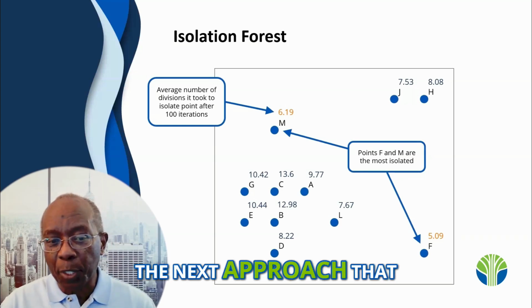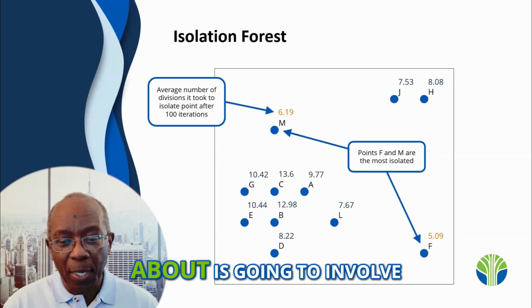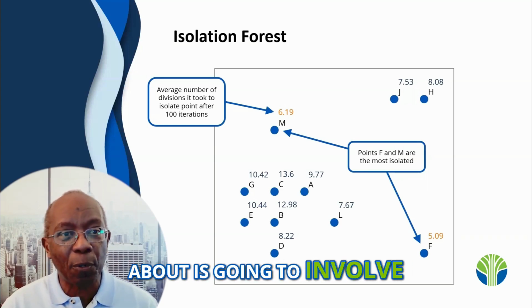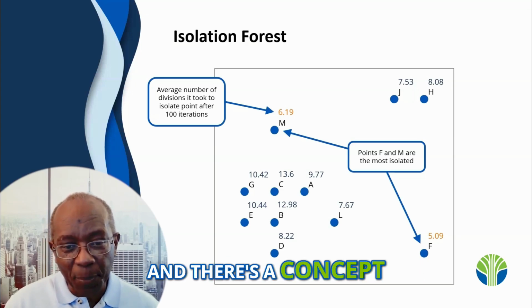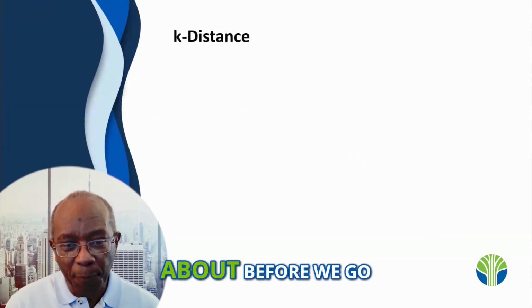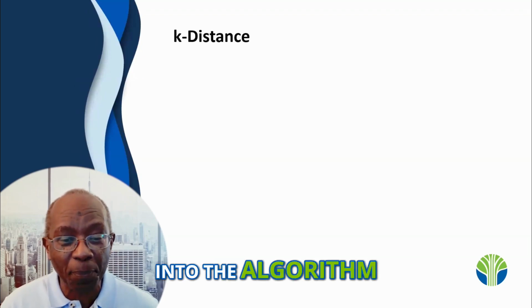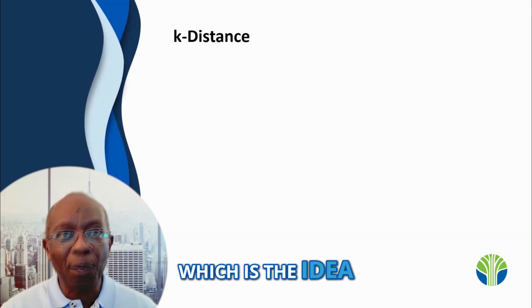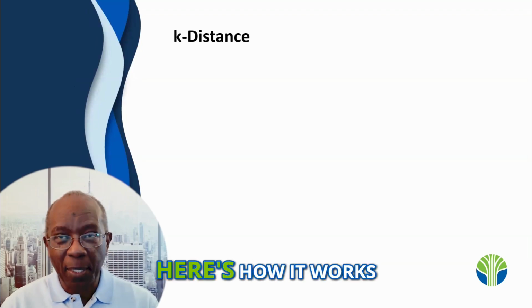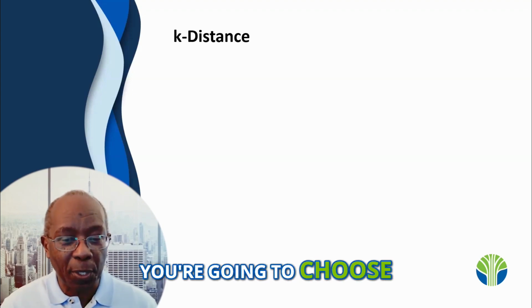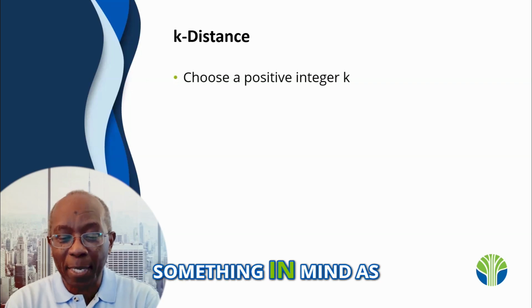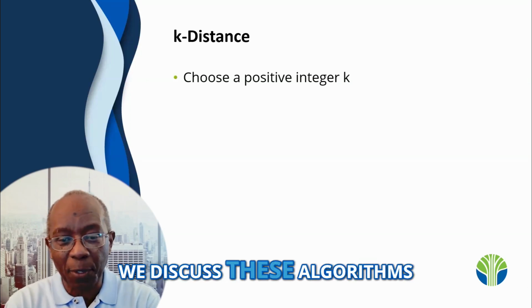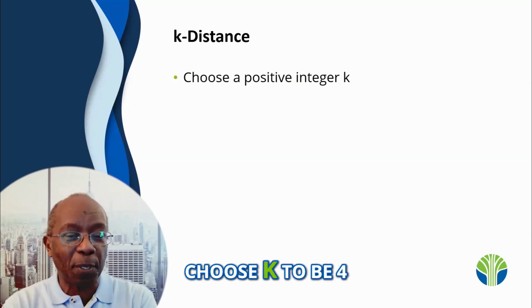The next approach that we're going to talk about is going to involve distances between the points once again. And there's a concept I want to talk about before we go into the algorithm proper, which is the idea of a k distance. And here's how it works. You're going to choose a number that we shall call k. And just to have something in mind as we discuss these algorithms, let's say that we choose k to be 4.